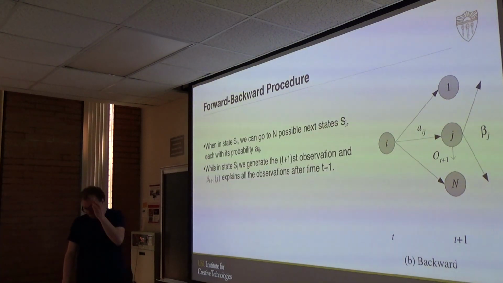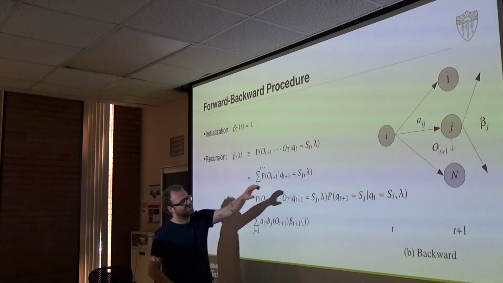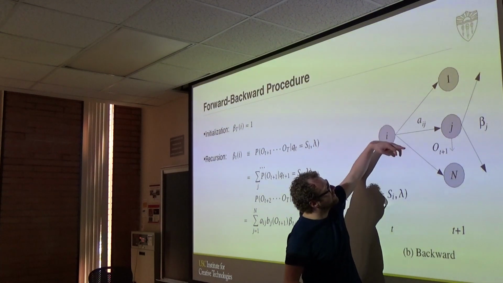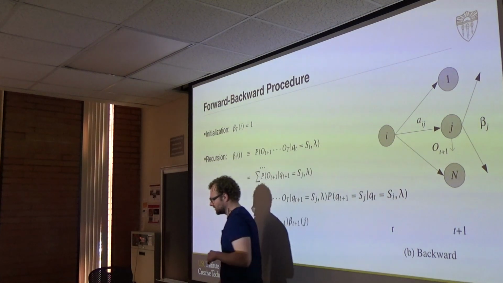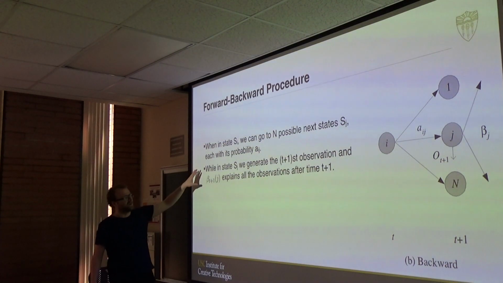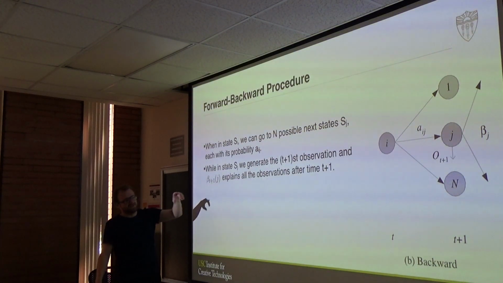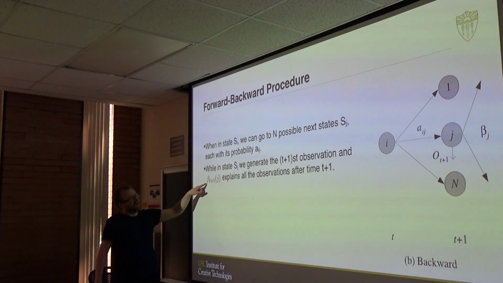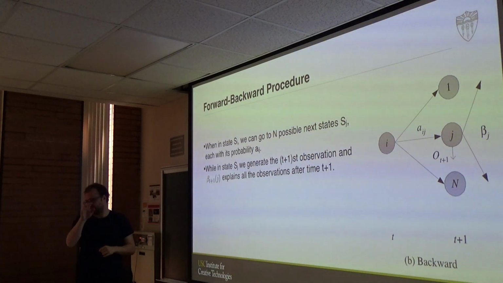Alright, so in other words, when in state Si, we can go to n possible next states. Sorry, it was not the sum over these, it's the sum over going into any of these states. And then while in state Sj, we generate the t+1st observation, which is b(ot+1), and then multiply that with the rest that we have already calculated. So that's our backward variable.